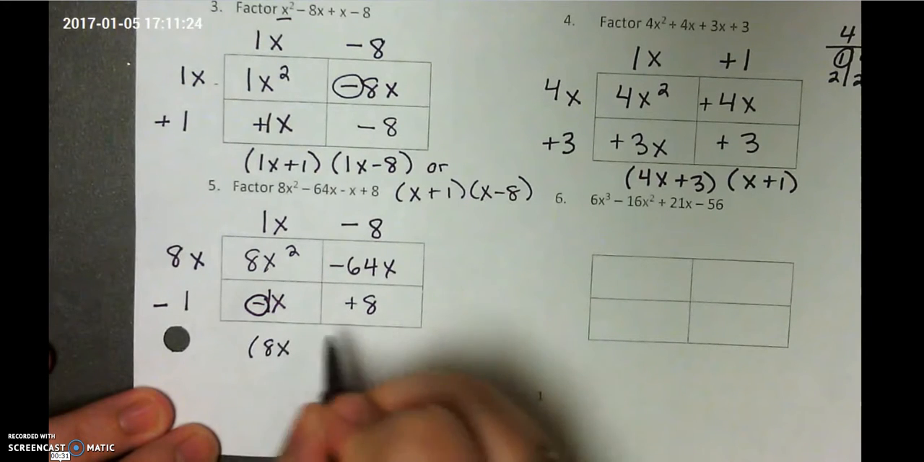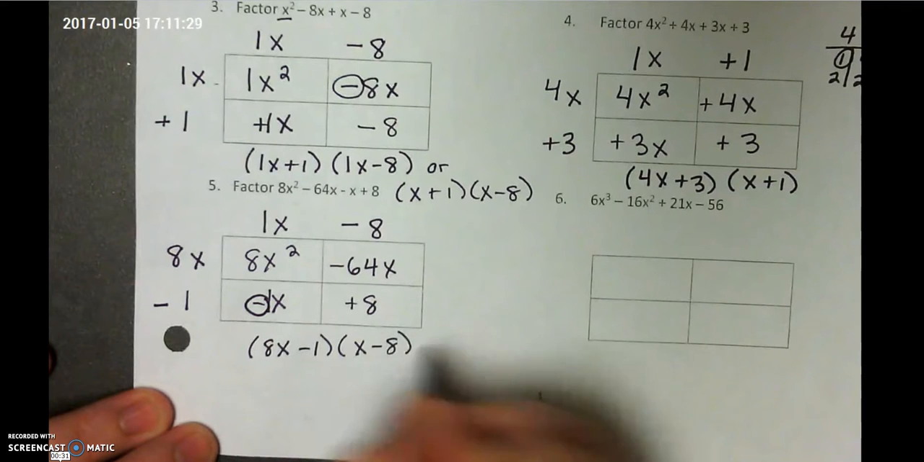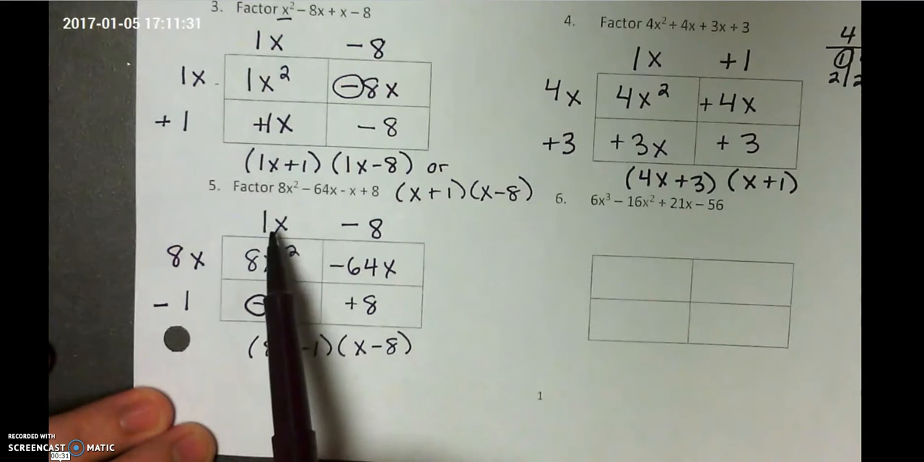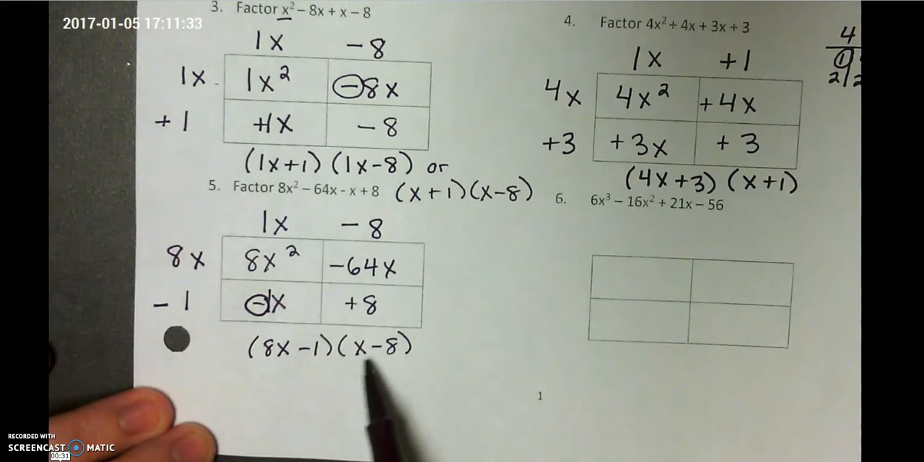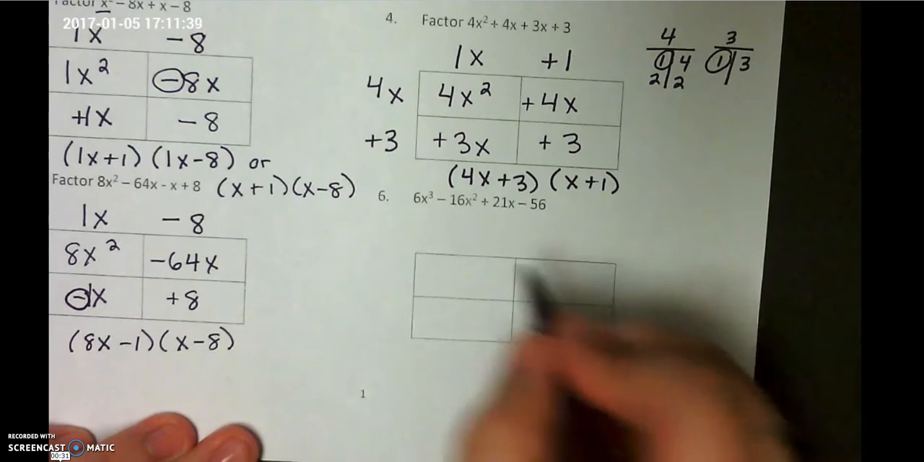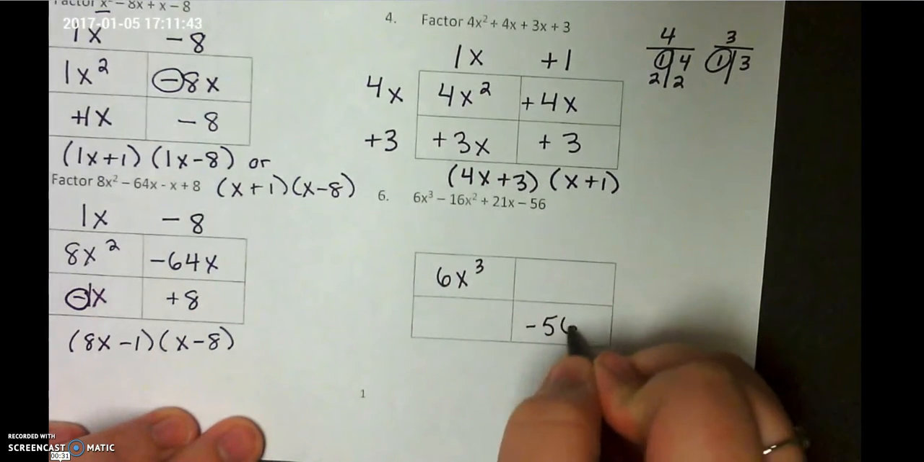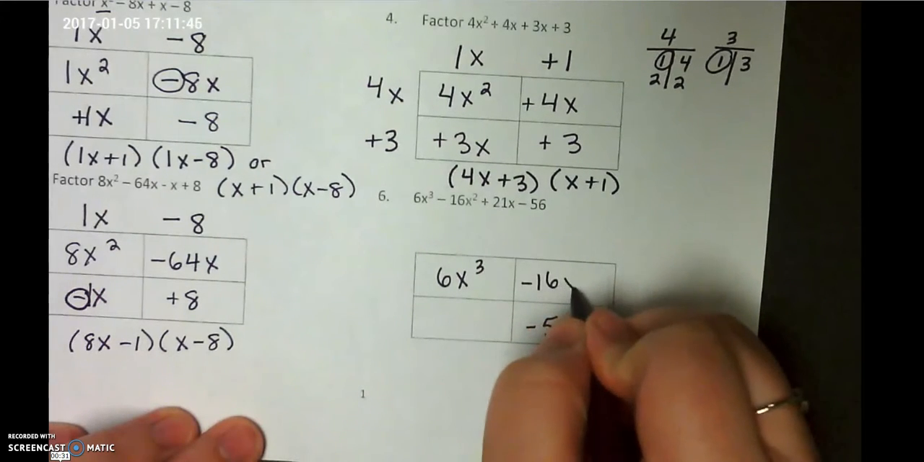We got 8x minus 1 and x minus 8. You notice every time if we take out a 1x, I'm just writing an x, since we know the 1 is there. Okay, the next one. First term, last term. Doesn't matter about the other one.